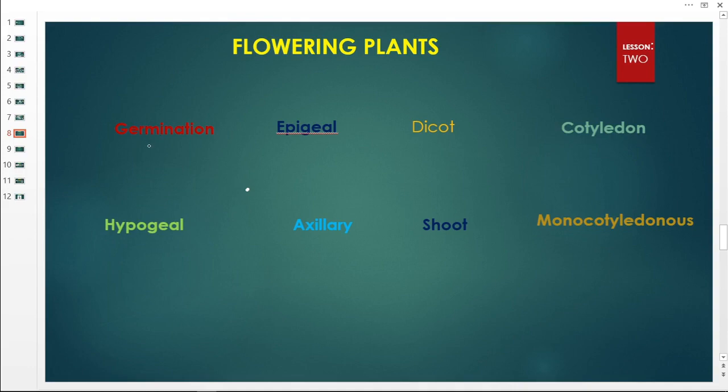This is science lesson 2 under the chapter of classification of plants. Then our subtopic is flowering plants.